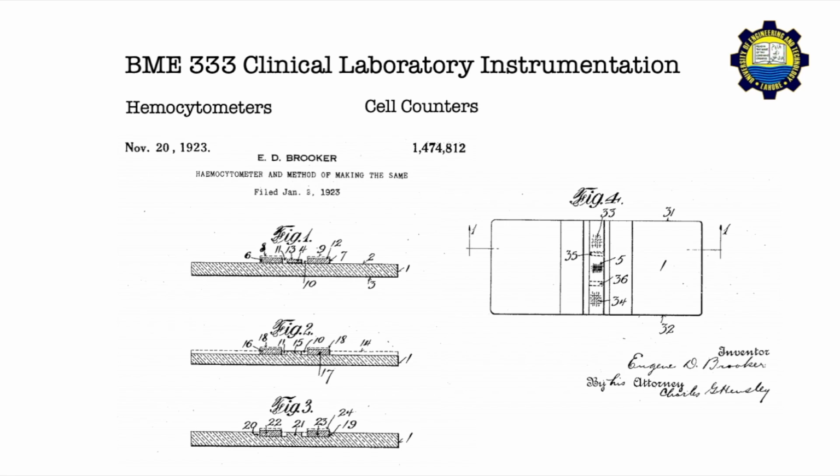What this counting chamber does is it allows a uniform spread of the sample, so that the cells can be seen at ease under a microscope.